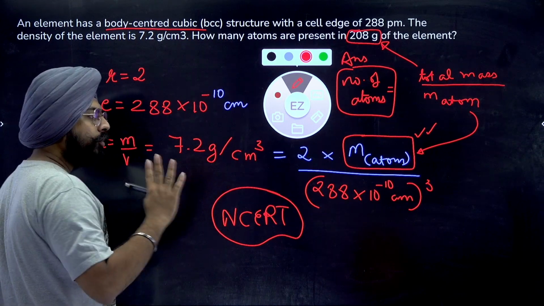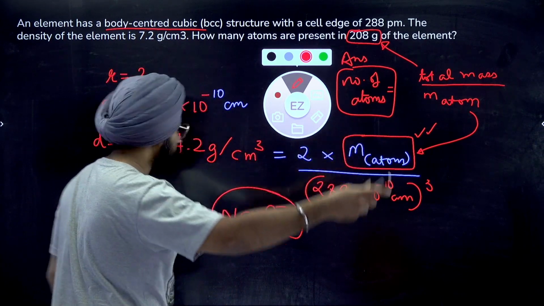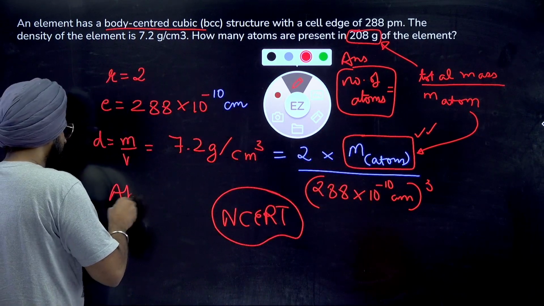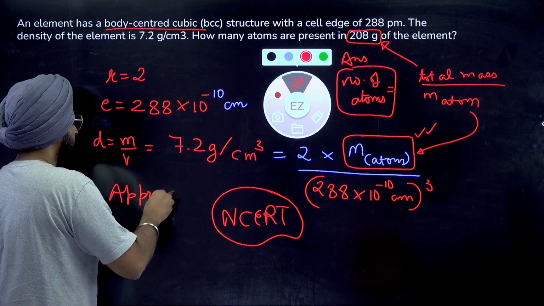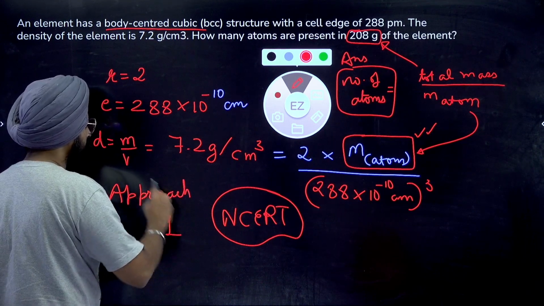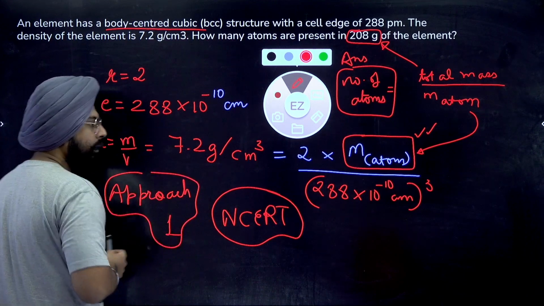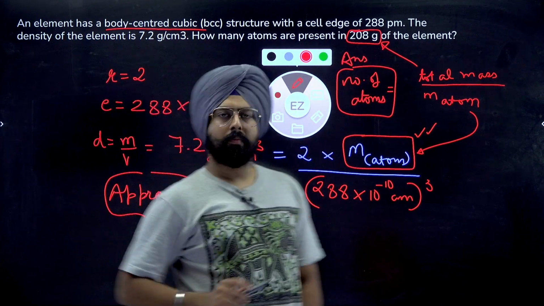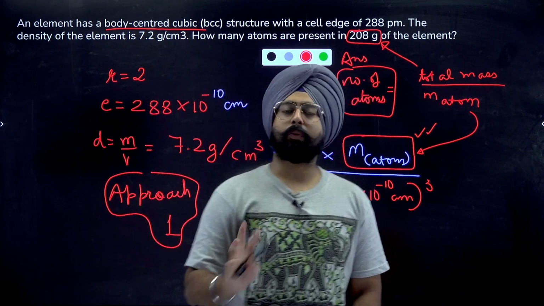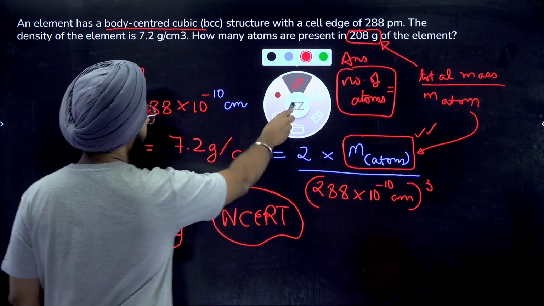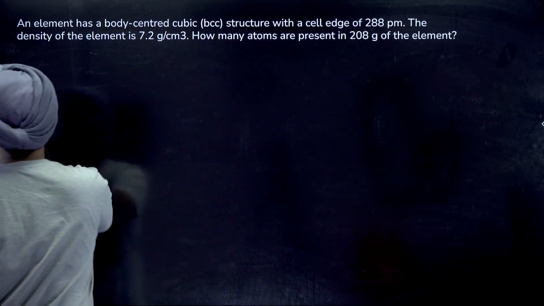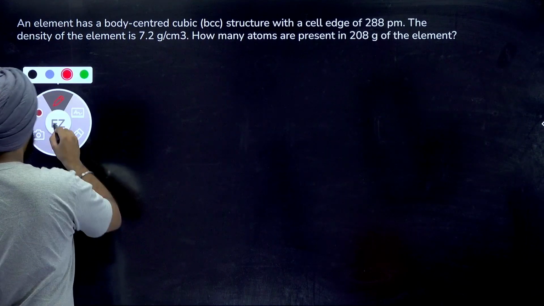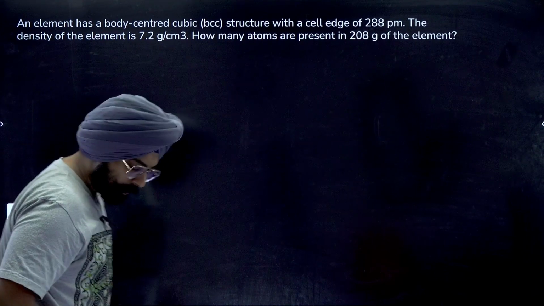This is approach number 1, by the way. There's another approach of solving this question. Total mass by mass of one atom is the first approach. There is another approach over here. The other approach is also very interesting.